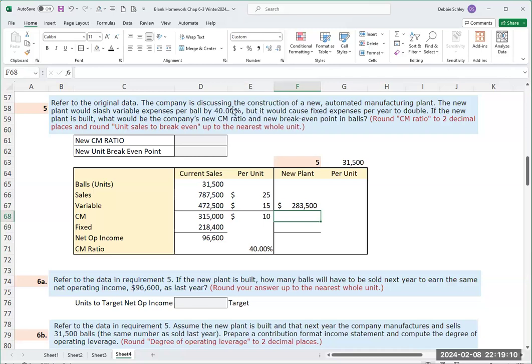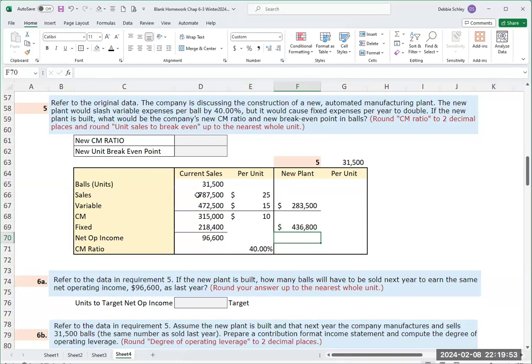Okay, what else? But it would cause fixed expenses per year to double. Okay, so where's my fixed expenses? So my new fixed expenses equal my fixed expenses times 2, because they're going to double. Okay, what else? If the new plant is built, what would the company's new contribution margin ratio and new break-even point be? Round contribution margin ratio to 2 decimal places and round unit sales to break even to the nearest whole unit. Because you can't make half a ball, right?